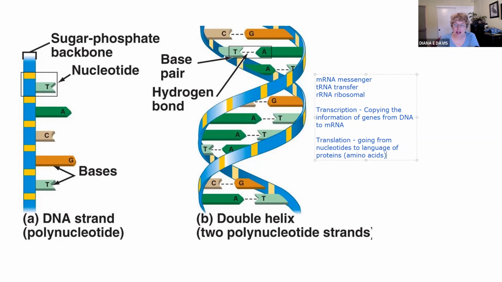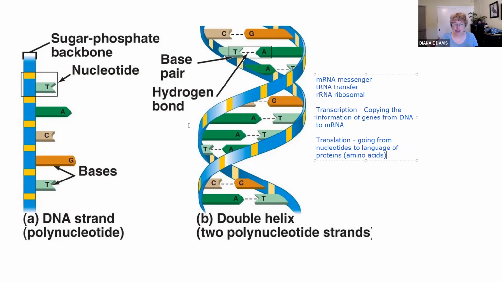So to start understanding this, we're going to start by looking at DNA. DNA consists of two strands of nucleotides. The nucleotide has a sugar, a phosphate, and a base. So you've got 1, 2, 3, 4, 5. This one's 5 nucleotides long. The sugar and phosphates alternate with each other to form what we call the backbone.